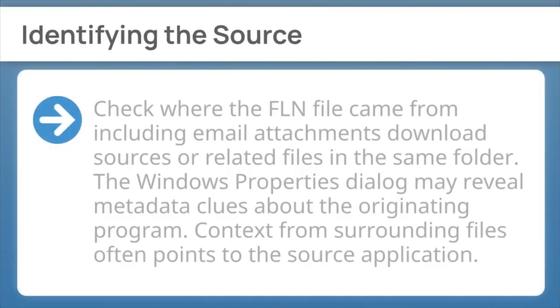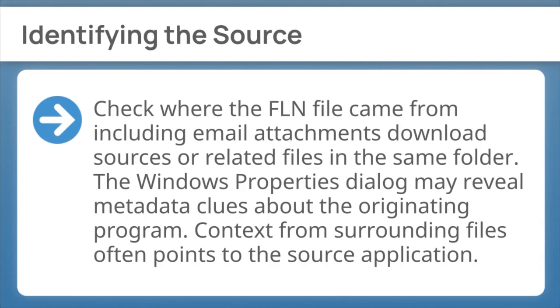First, identifying the source. Check where the FLN file came from, including email attachments, download sources, or related files in the same folder. The Windows Properties dialog may reveal metadata clues about the originating program. Context from surrounding files often points to the source application.